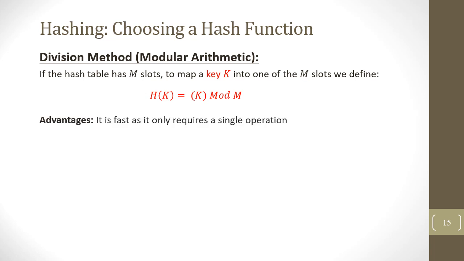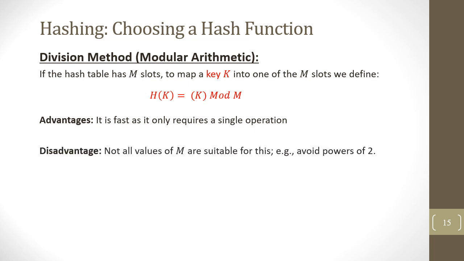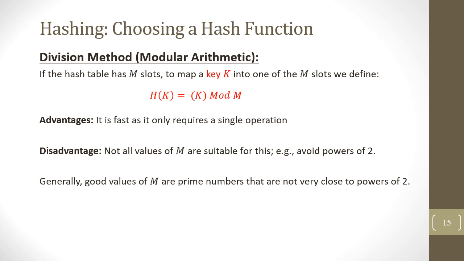The advantage of this function is that it is fast and it only requires a single operation. The disadvantage is that not all values of m are suitable for this hash function. For example, we need to avoid powers of 2. Generally, good values of m are prime numbers that are not very close to a power of 2.